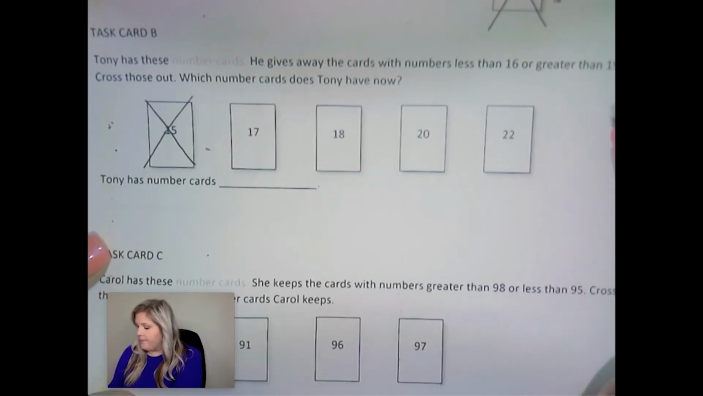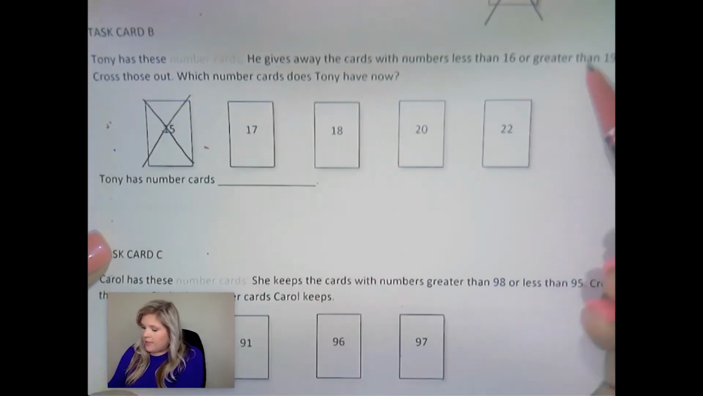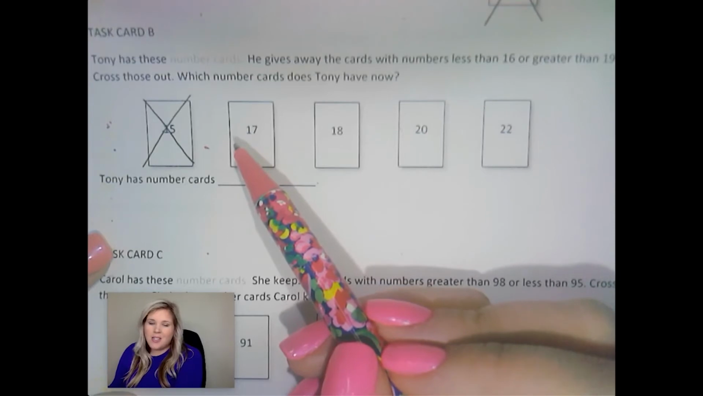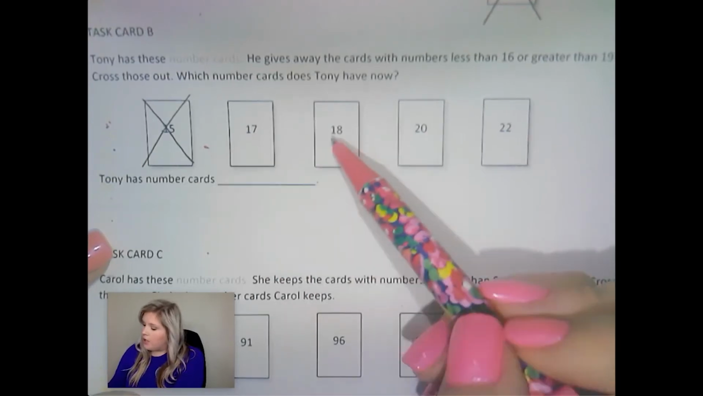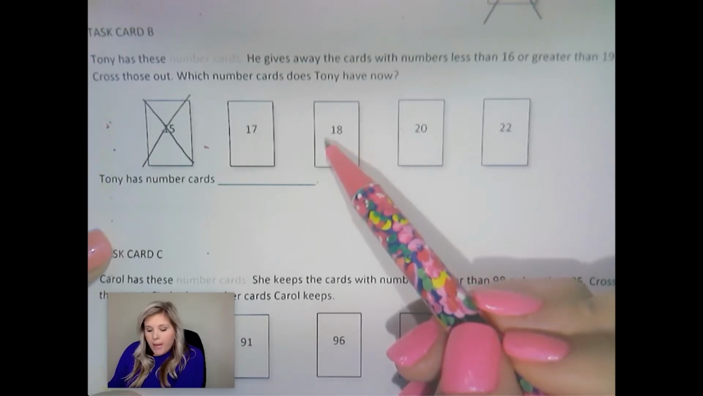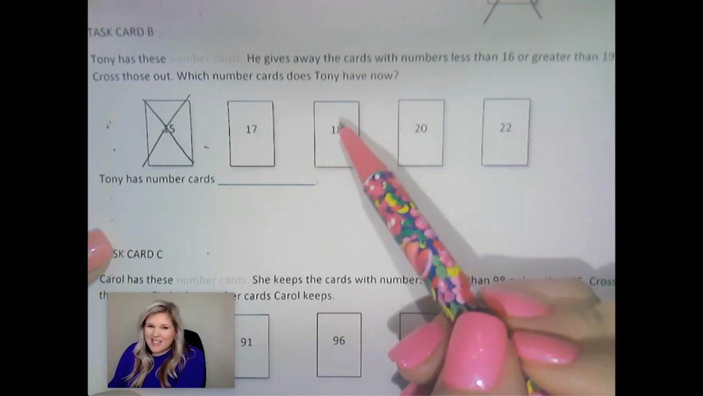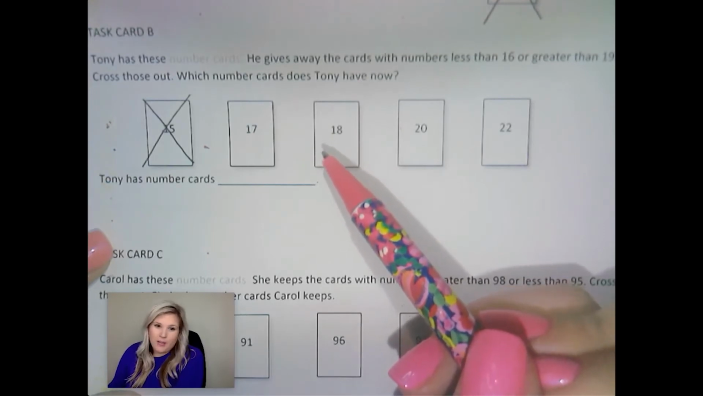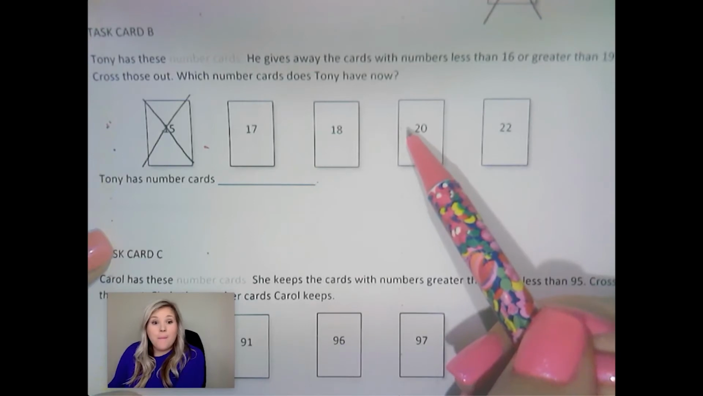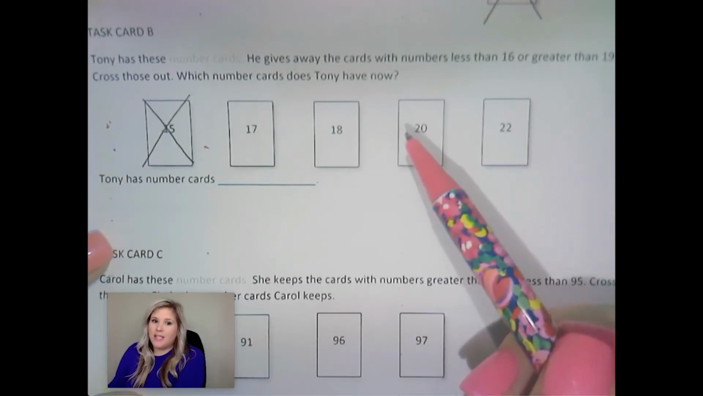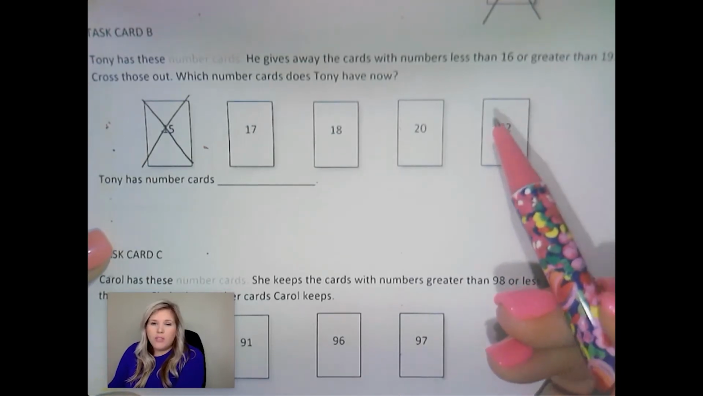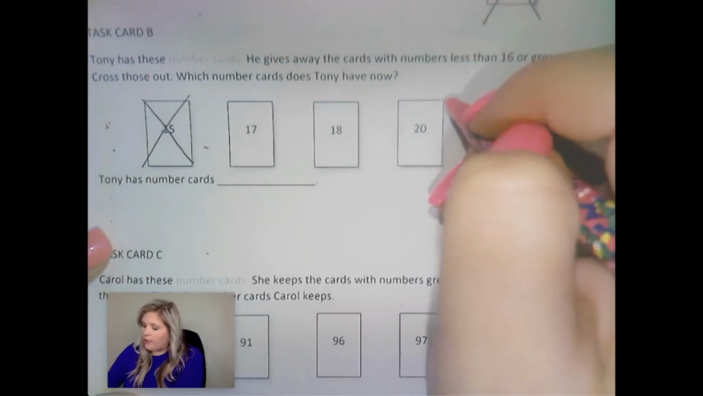Hmm. Well, 17 has the same number of tens, but 7 is less than 9. That's not greater than 19. 18 has the same number of tens, but 8 is less than 9, so that's not greater than 19. 20 has more tens than 19. 2 tens is more than 1 ten. So that's greater than 19, and we can cross that out.